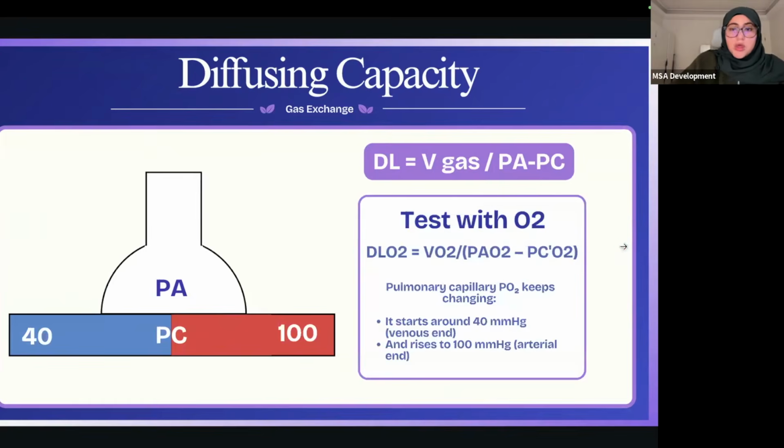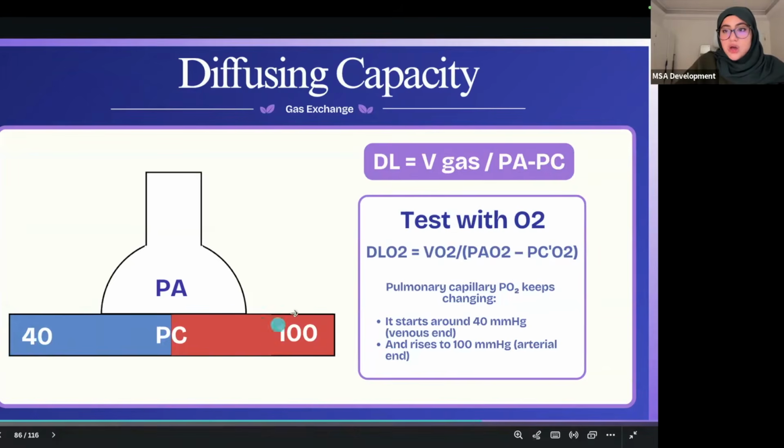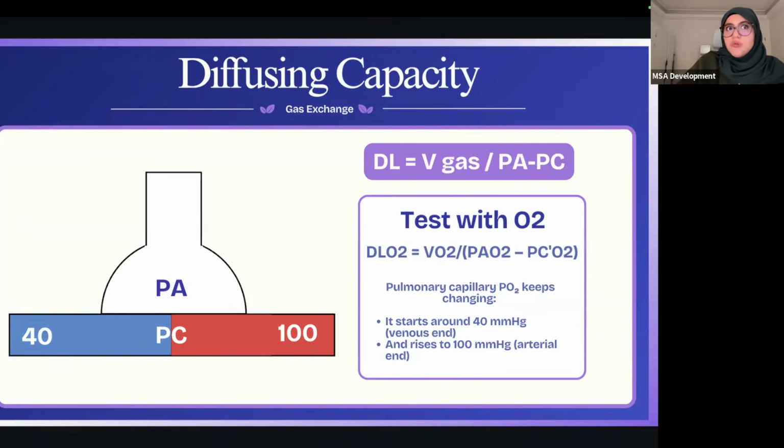Okay, so if we wanted to test diffusion capacity, I just told you that diffusion capacity isn't really well measured with oxygen, right? Because the thing with oxygen is that it doesn't stay consistent. It changes. The deoxygenated blood that comes into the alveoli is at 40, and then at the end it gets reoxygenated and it's at 100. It's not really stable, not consistent, and not easy to measure. So we don't use it.